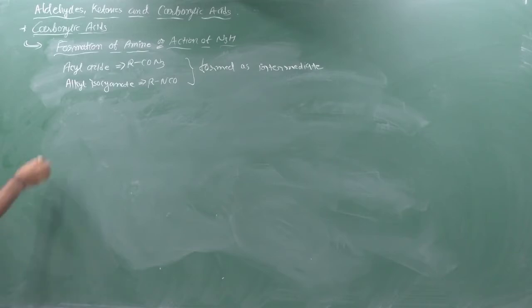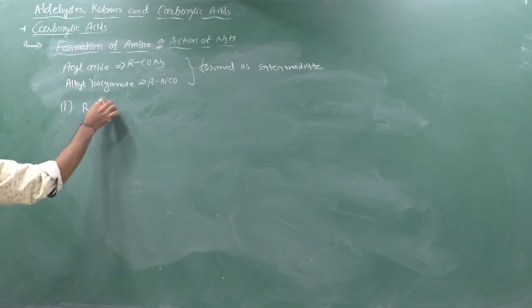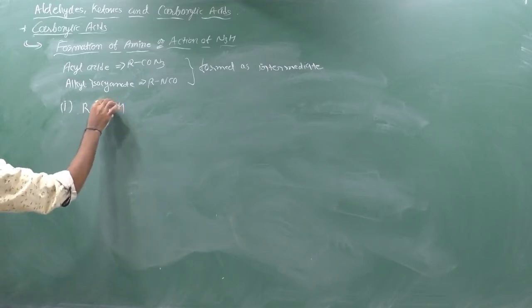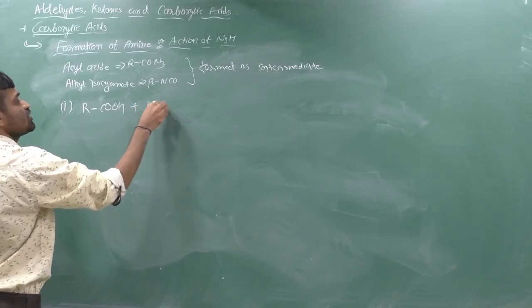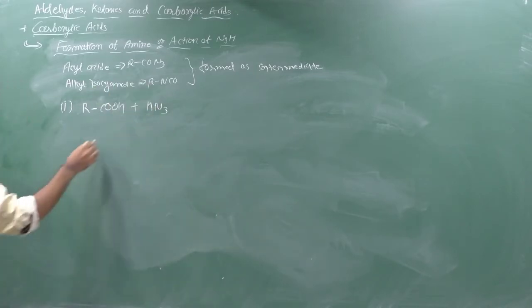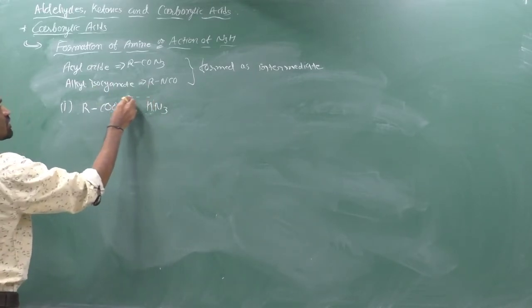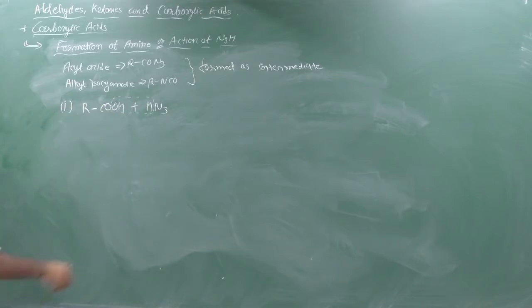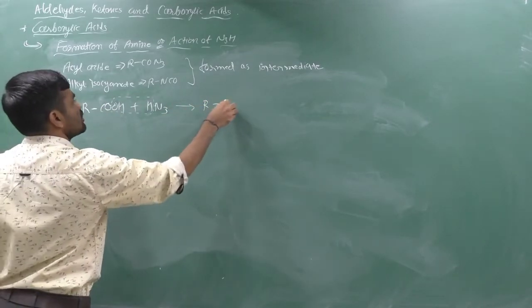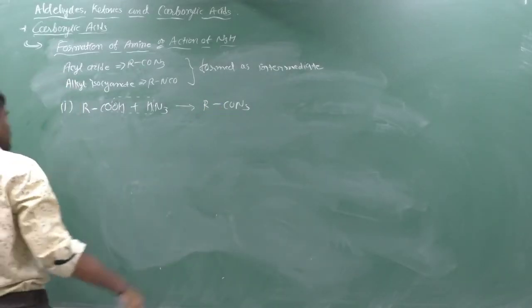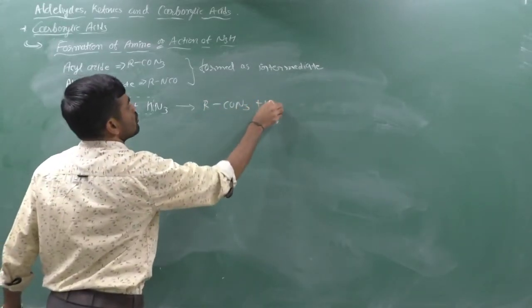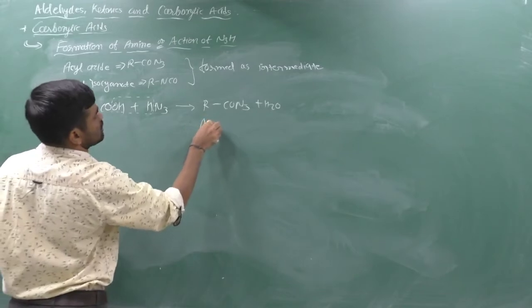Like that. What will be the first step? RCOOH plus HN3, and I have arranged and written it. From here OH, from here H, H2O is released. Then we can have the product like that, RCON3 plus H2O. It is nothing but acyl azide.